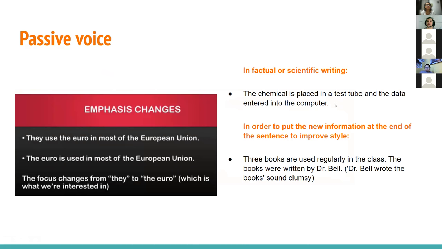When do we use it without by? In factual or scientific writing, the chemical is placed in a test tube and the data enter into the computer. Esta oración está en voz pasiva y esta es una oración así bien científica, ¿verdad? Que nos está dando un hecho. Y también, in order to put the new information at the end of the sentence to improve style, para poner información al final de la oración, ¿verdad? Three books are used regularly in the class. The books were written by Dr. Bell. Es como para mejorar el estilo de la oración.